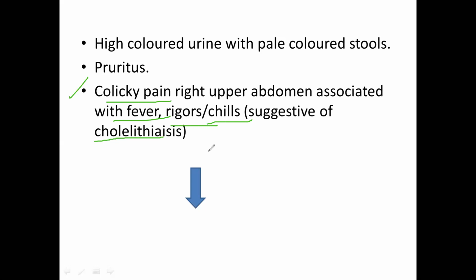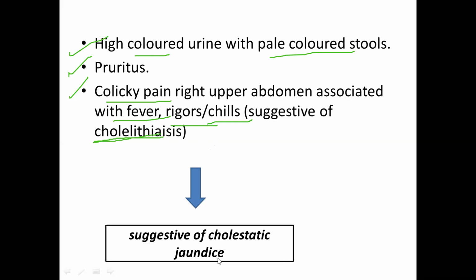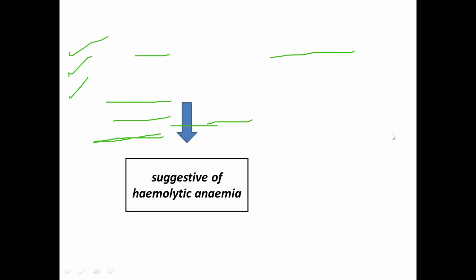So if the patient comes with features which are usually suggestive of cholelithiasis, and if the patient has only pruritus, or if the patient comes with a complaint of change in color of urine and pale colored stool, it usually indicates cholestatic jaundice. So that is obstructive jaundice.